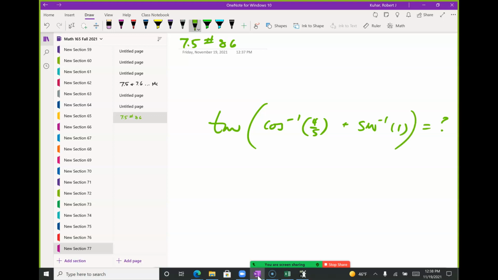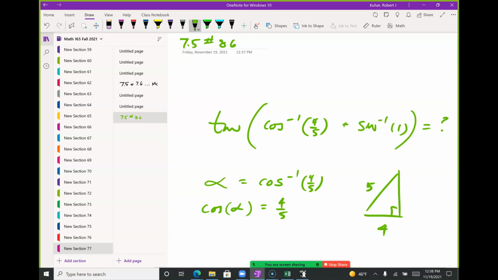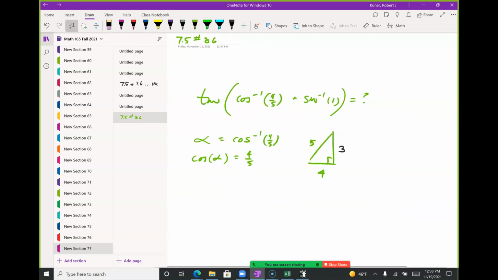Well, every time I see an inverse trig, I'm thinking an angle, right? So I'm going to let alpha equal cos inverse of 4/5, which means cosine of alpha is 4/5. Nice, which means I have a triangle with an adjacent side of 4, a hypotenuse of 5, and by Pythagorean theorem, the other side is 3. Does anybody need to see the Pythagorean theorem there? No, sir. My chat is open if you don't want to say it out loud.